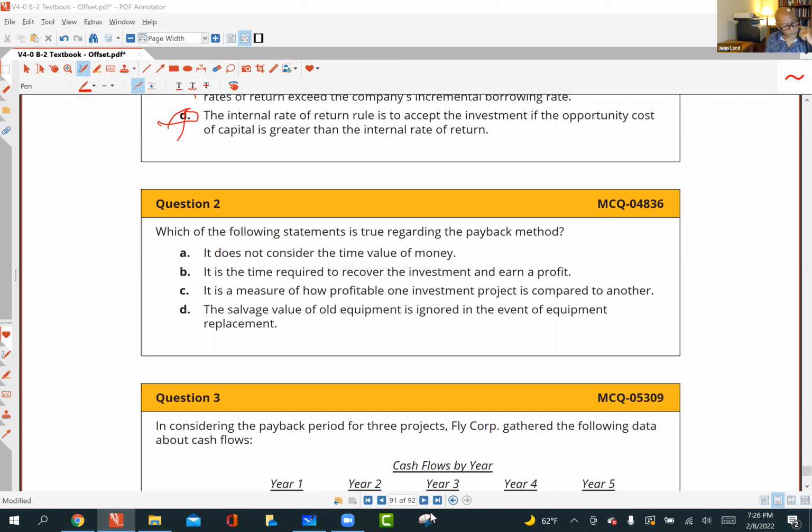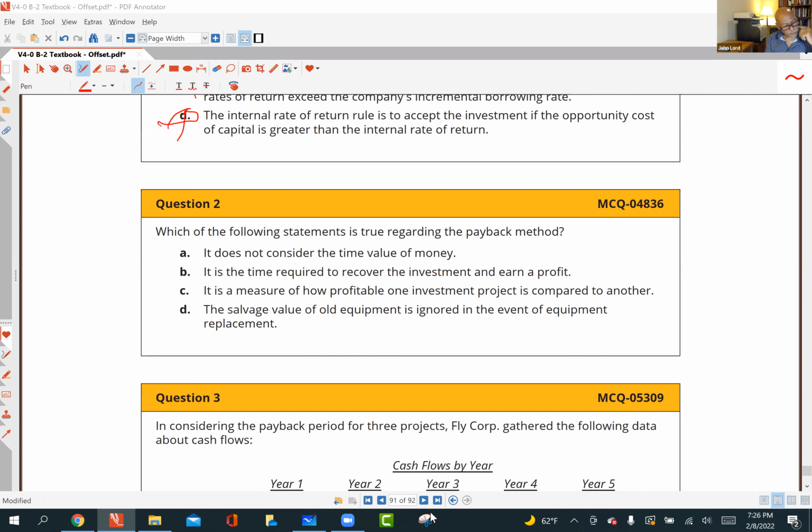The salvage value of the old equipment is ignored. No, if I'm going to get some money back from selling the old equipment in a replacement, that in effect is decreasing the initial investment. And since I divide the initial investment by the net annual cash flows, that would shorten the payback period. So no, that is not correct.